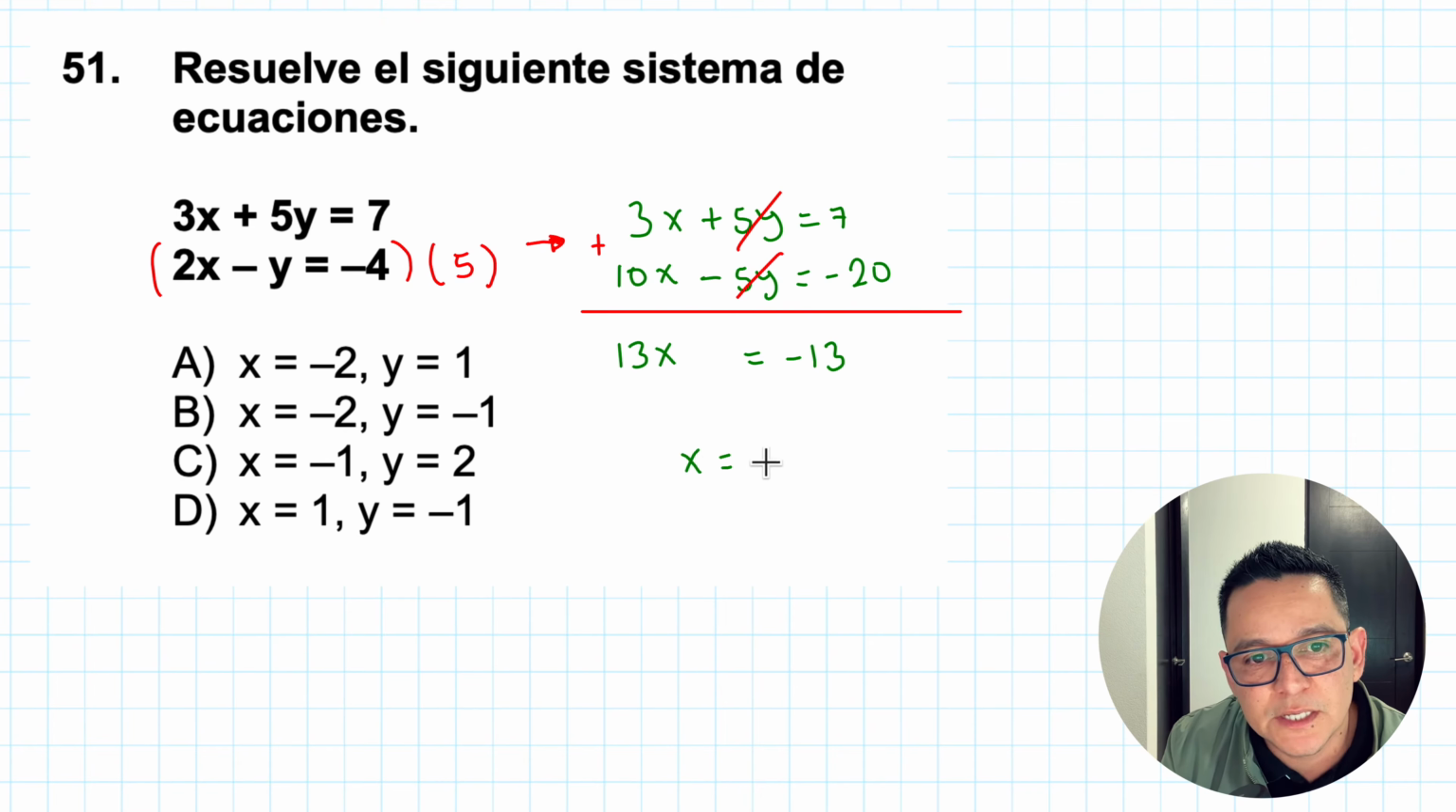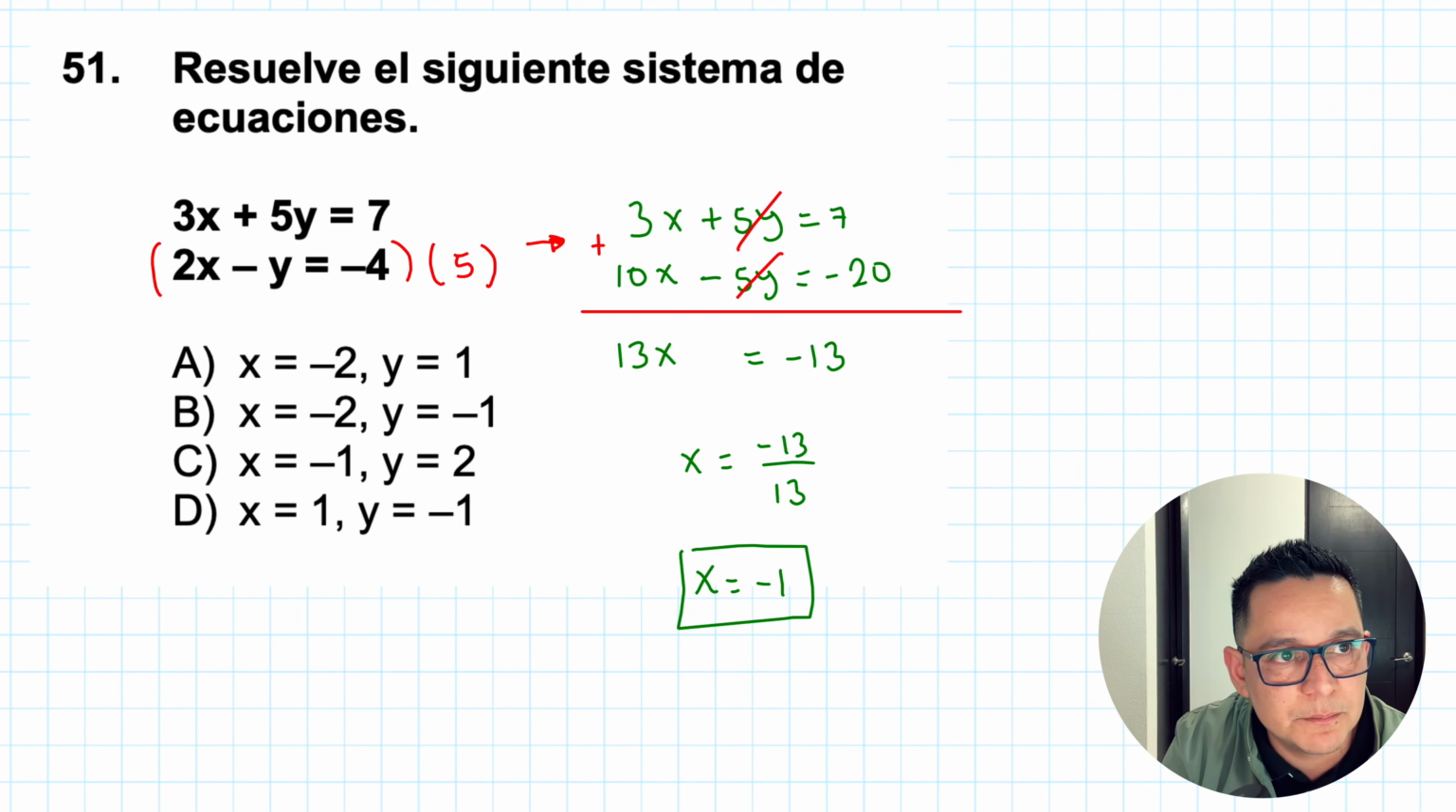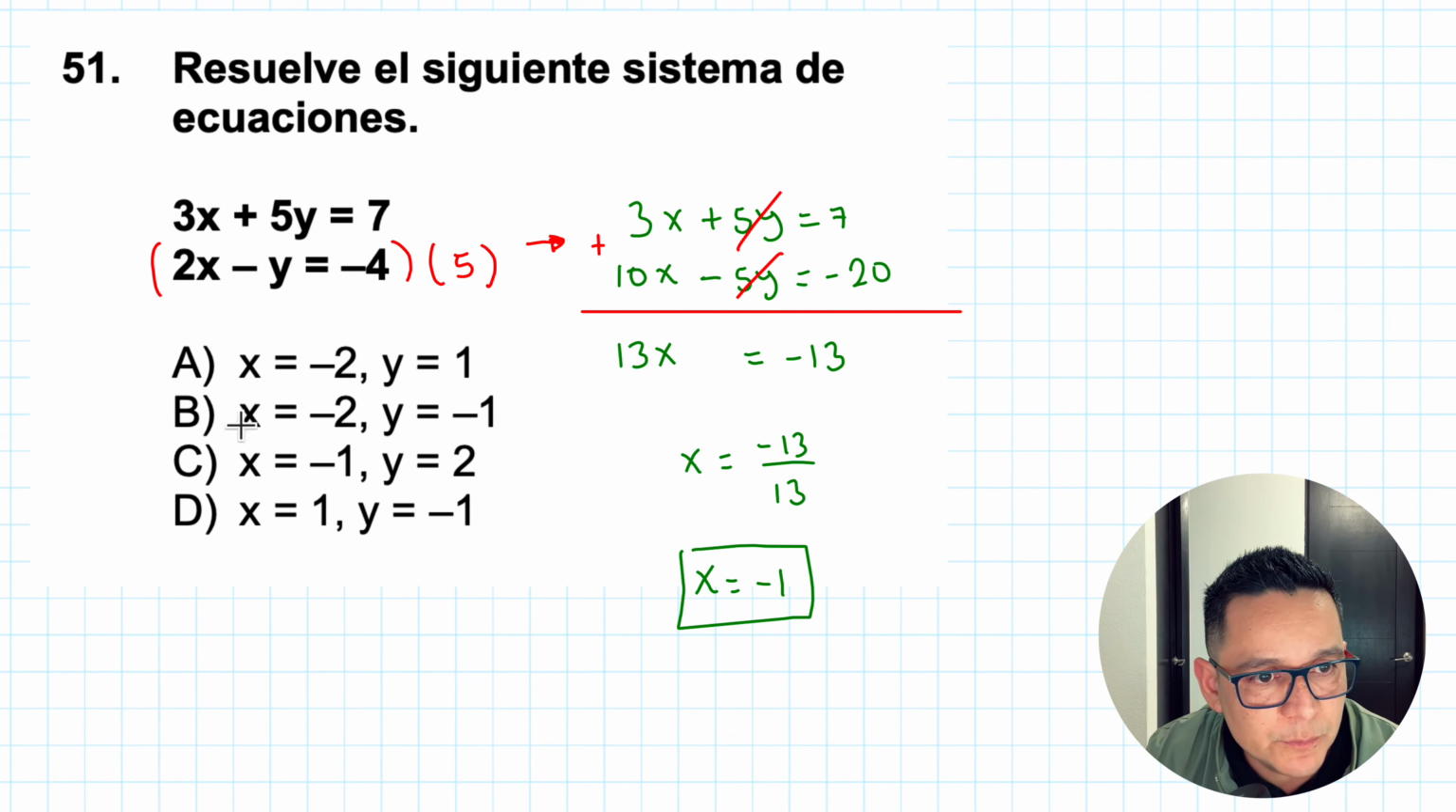Finally, we have that x equals minus 13 divided by 13, and minus 13 divided by 13 is equal to minus 1. X must be negative 1. That's it. The correct answer is option C, since it's the only one with x equals minus 1. Here it's minus 2, there it's 1. So none of these are solutions?